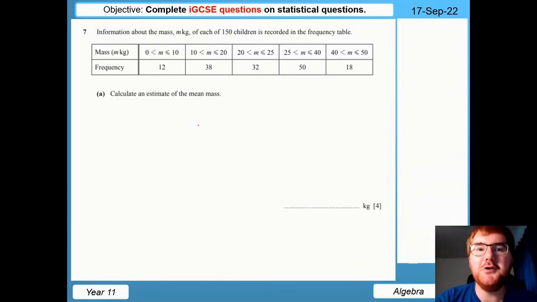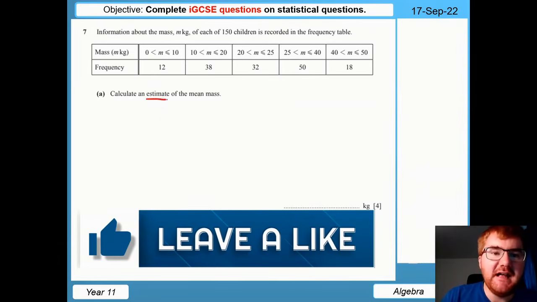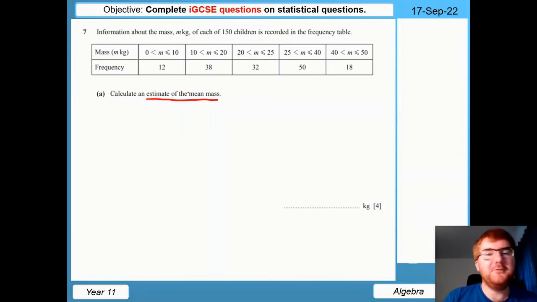Okay, and on to question 7. And we've got some information here in a frequency table, and a very, very key topic on both iGCSE courses. This is a 0580 question, is the estimate of the mean mass. And this is a great opportunity for you to get 4 marks, because it's always the same process.